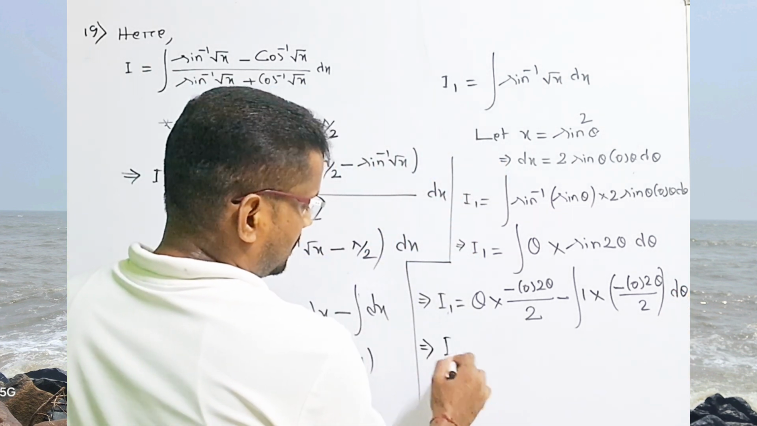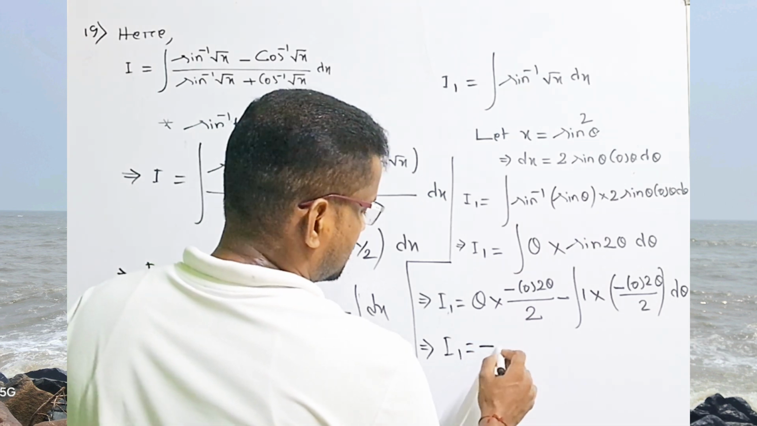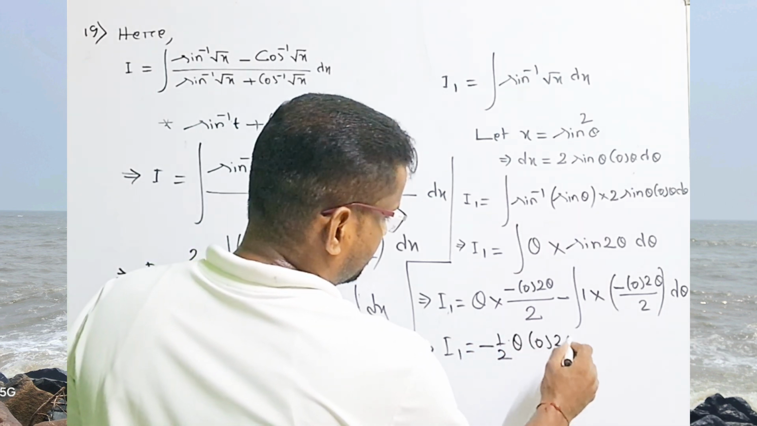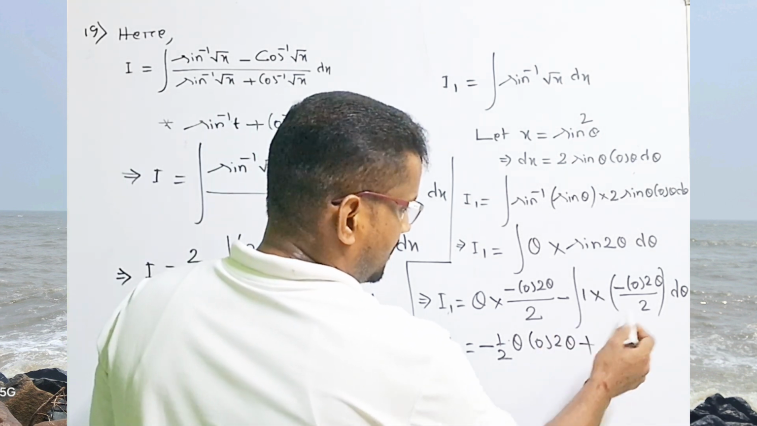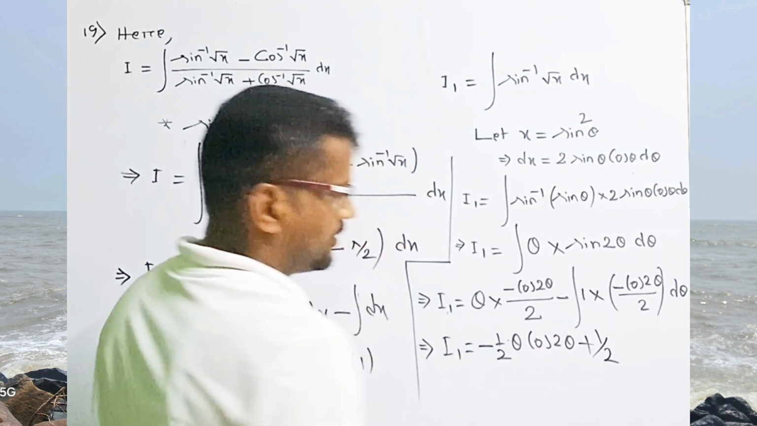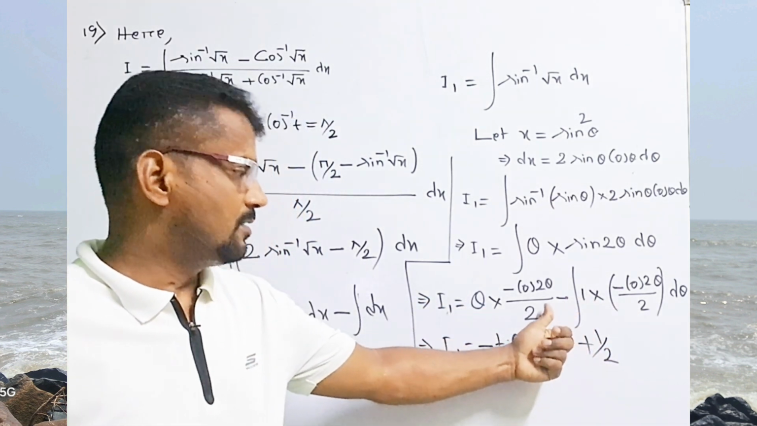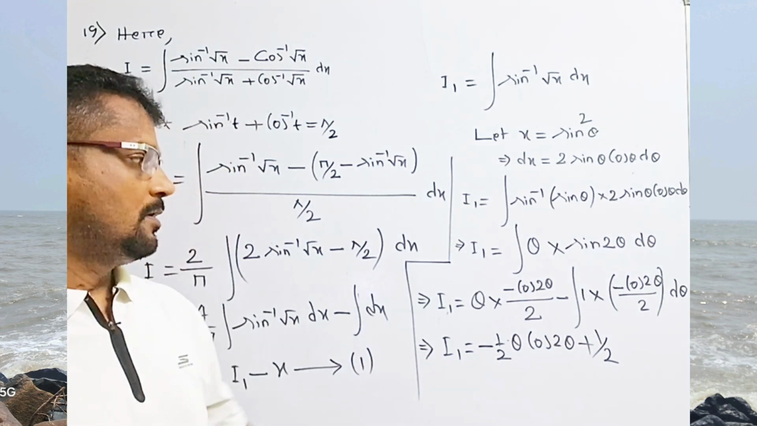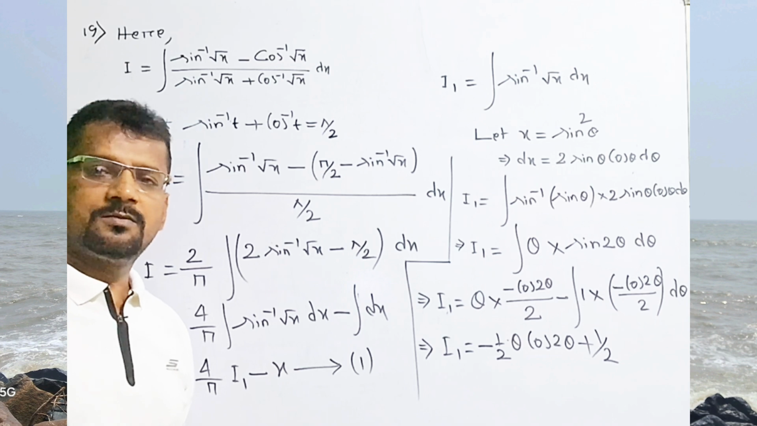Finally, I1 equals minus half of theta cos of twice theta, and here it is minus, so it will be plus actually 1 by 2 out, because it is cos twice theta by 2, so minus half will come out of the integral sign, that will be your plus half. Now, integration of cos twice theta is what?